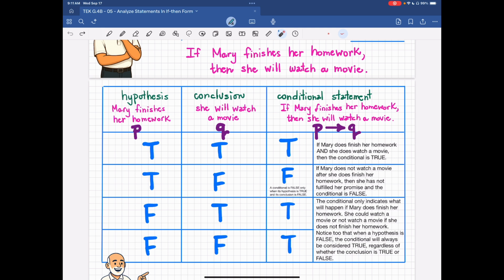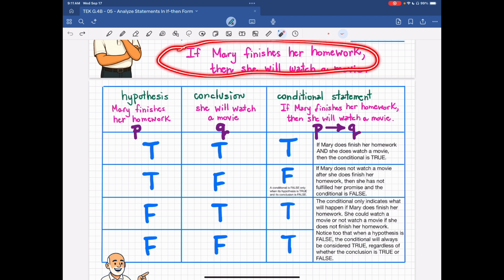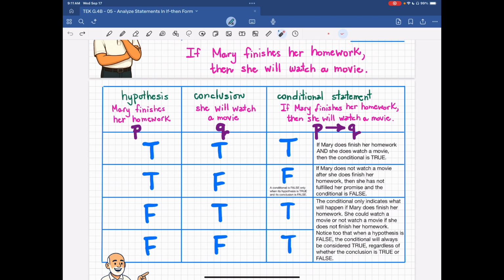Now, our hypothesis is Mary finishes her homework. The conclusion is she will watch a movie. The entire conditional statement is everything that's written here. And so I assigned variables to each part of the conditional statement. So the hypothesis is P, the conclusion is Q. So that means the conditional statement is if P, then Q. So let's look at this, breaking it down step by step. It's a little different than working with conjunctions and disjunctions. So you just have to pay attention to how we work with conditional statements, all right?